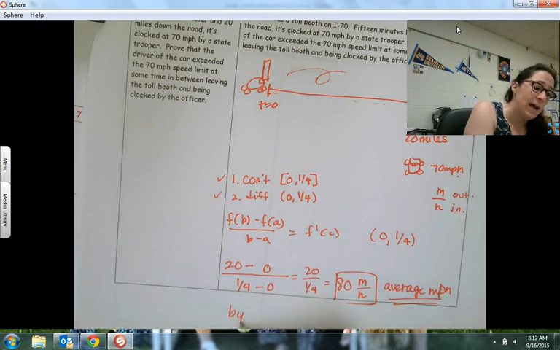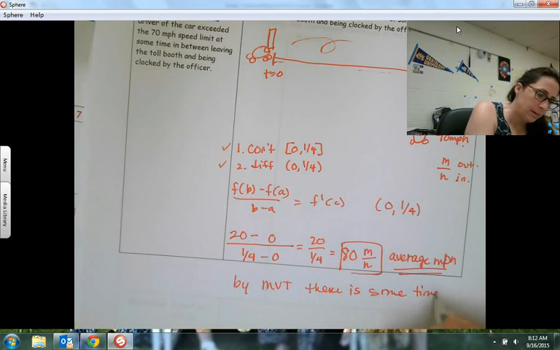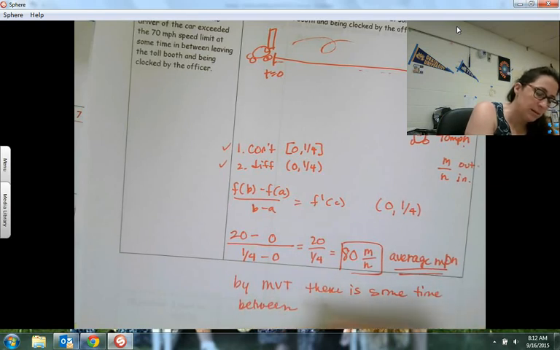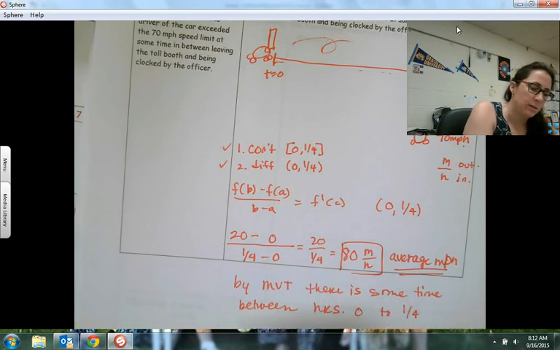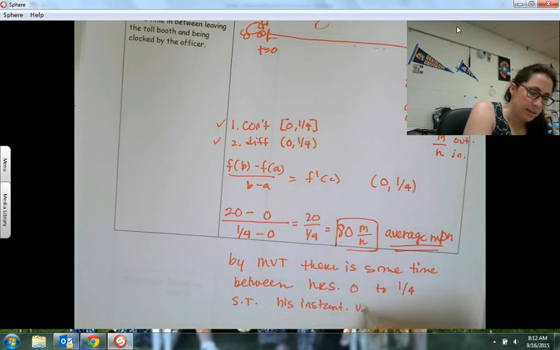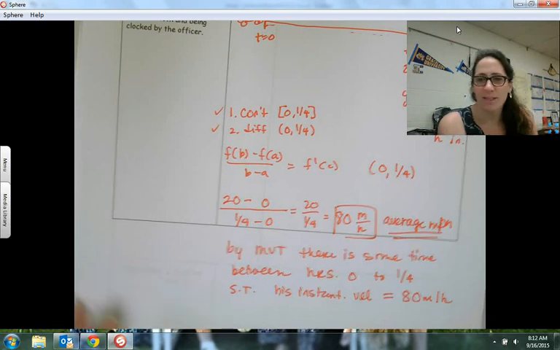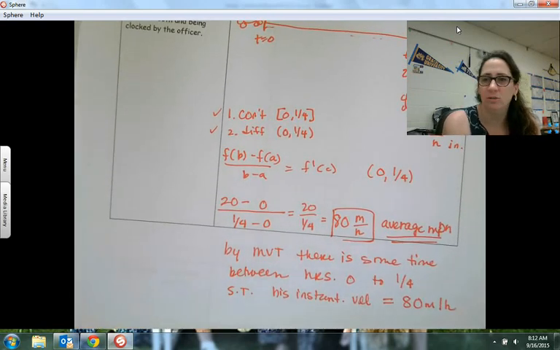So, by the mean value theorem, there is some time between the hours of 0 to 1/4 such that his instantaneous velocity equals 80 miles per hour. Pretty dang cool. Now you can go be a policeman and be like, hey, you only went so far.